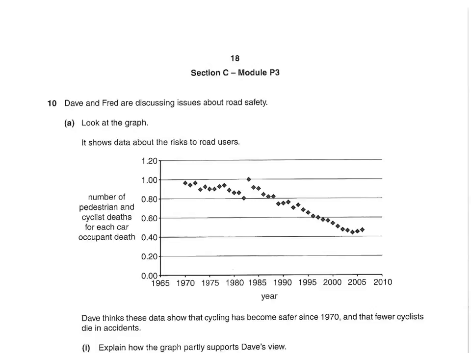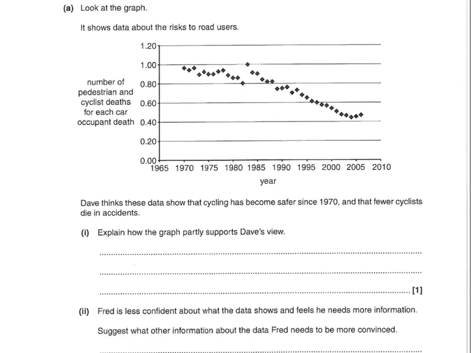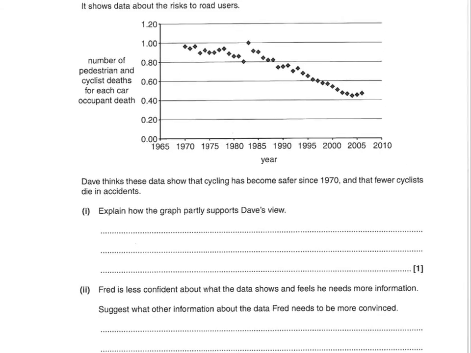So, last section is the physics section. It says Dave and Fred are discussing issues about road safety. Look at the graph, it shows data about the risks to road users. So the graph shows number of pedestrian or cyclist deaths for each car occupant death and the year. As you see, it's decreasing. And it says, Dave thinks that these data show that cycling has become safer since 1970 and that fewer cyclists die in accidents. Explain how the graph partly supports Dave's view.